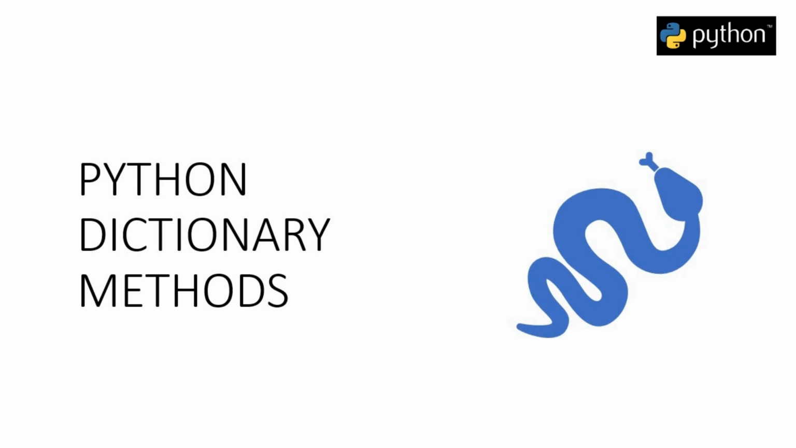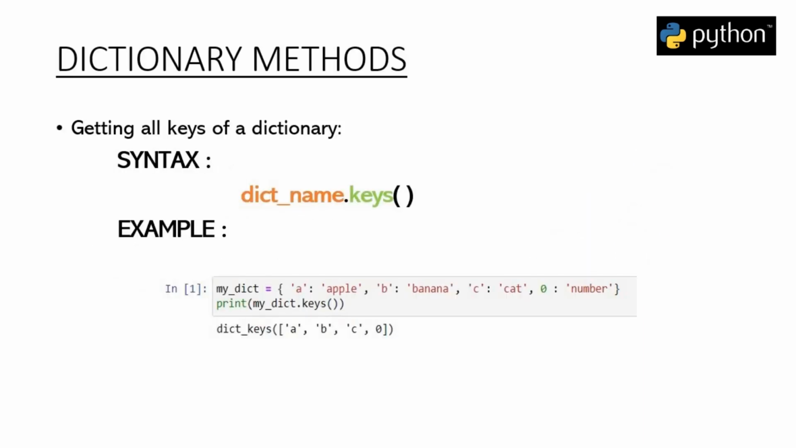In this session we will see what are the different kinds of methods available to us to perform different operations on Python dictionary. So the first method we are going to study is the .keys method. Suppose we have a dictionary and we want to retrieve all the key elements in our dictionary, then we can use this method. The general syntax of the .keys method is very simple.